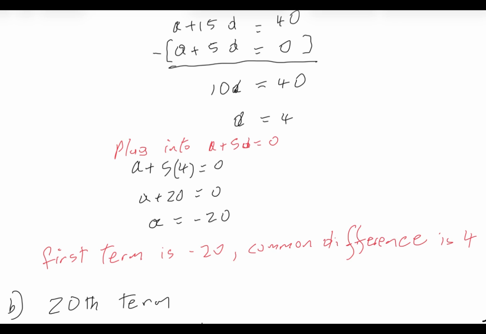So we found d, we want to find a. We can plug d is equal to 4 into a plus 5d equals 0. So a plus 5 times 4 is equal to 0, so a plus 20 is equal to 0. Subtracting 20 from both sides, a is equal to negative 20. So the first term is negative 20, and the common difference is 4.